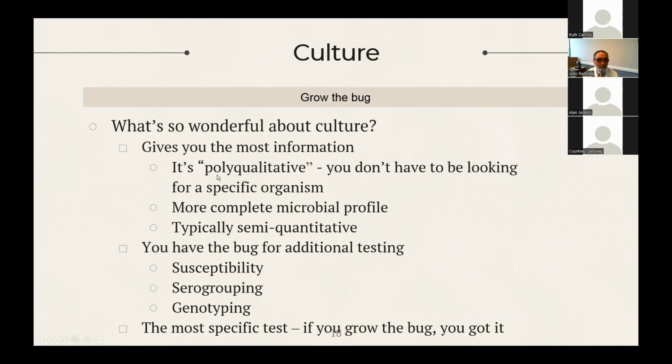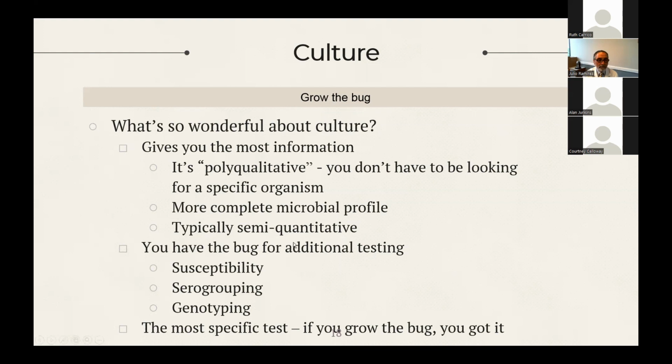It's polyqualitative. So you're doing basically positive, negative tests for hundreds of different organisms at one time. You don't have to know that I'm looking for this specific organism. More complete microbial profile. I can tell this is the bug here, and these are other organisms that are in that specimen at the same time. I can get several different bugs growing. So I know what the normal flora looks like. I know what the whole microbial picture of this looks like.